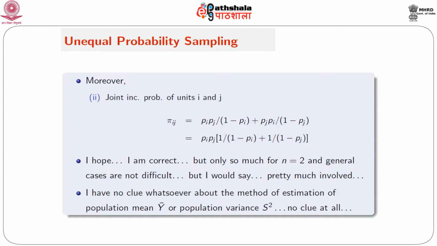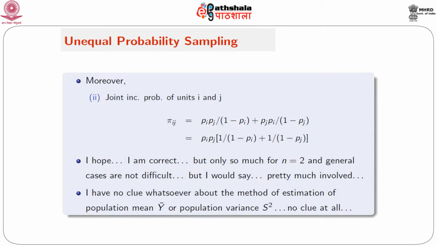What about the joint probability? The joint inclusion probability of units i and j, pi ij, is pi pj divided by 1 minus pi plus pj pi divided by 1 minus pj, which is pi pj whole multiplied by 1 divided by 1 minus pi plus 1 divided by 1 minus pj. I hope I'm correct, but only so much for n equals 2. In general cases are not difficult, but I would say pretty much involved.